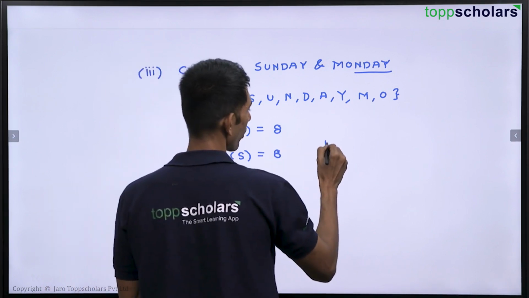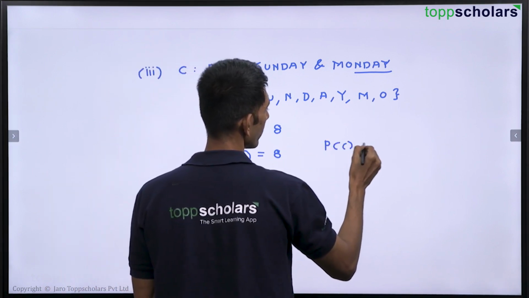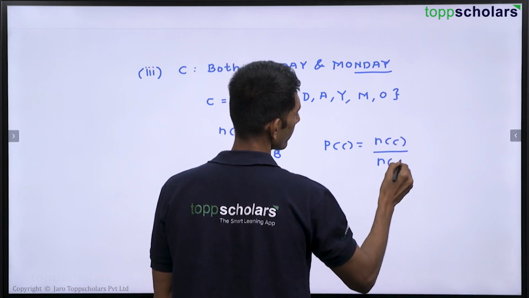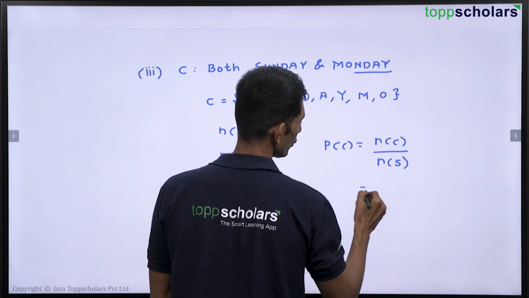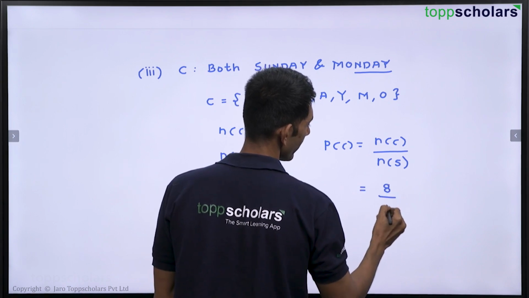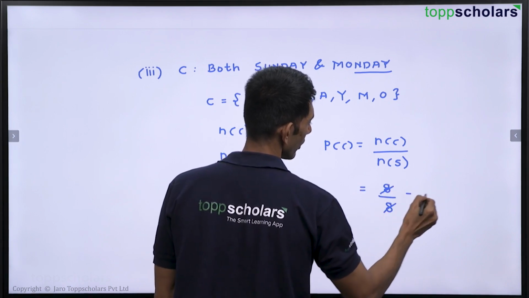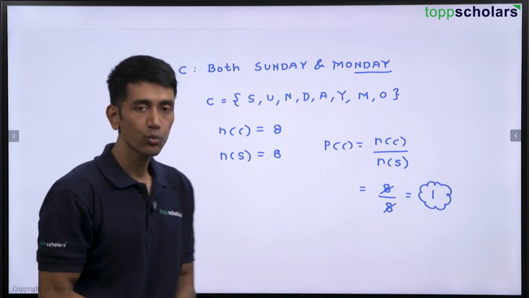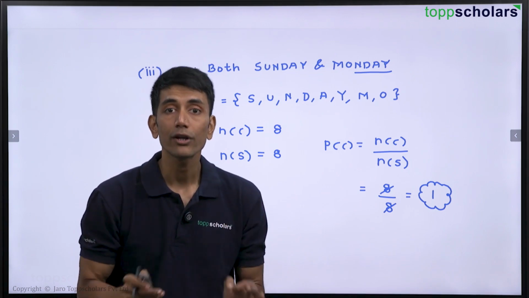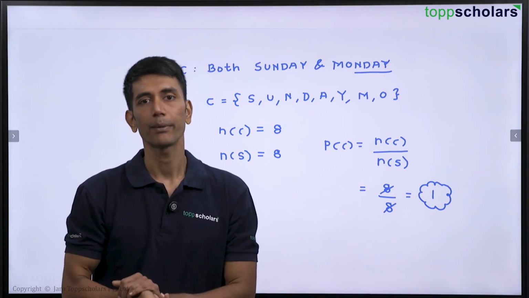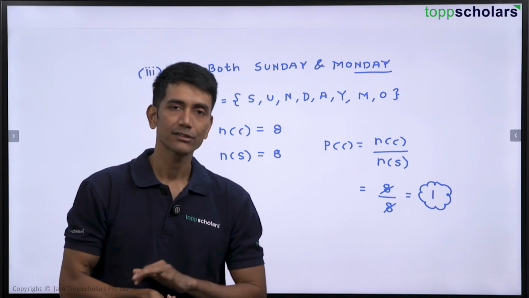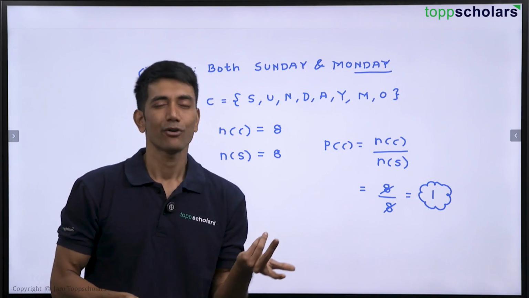So can I say the probability of event C over here is going to be n of C divided by n of S, and that is going to be a sure event because 8 by 8 gives me 1, and whenever we get 1, that is the probability is 1, so we call it a sure event. That is, sure shot it is going to happen. So any card that you take, you're going to have one of the letters from Sunday or Monday.